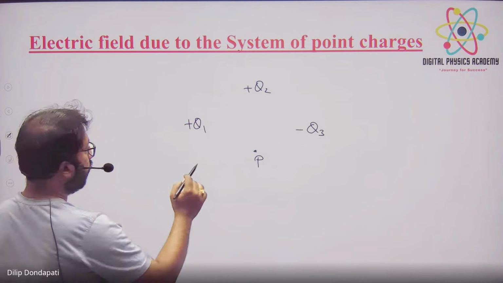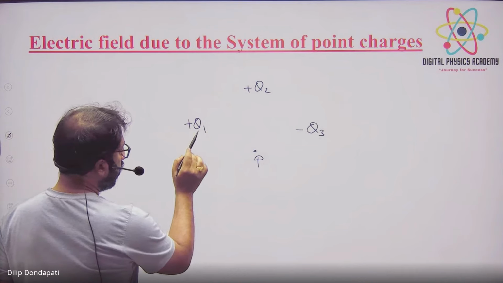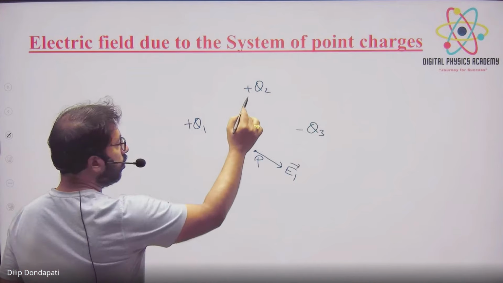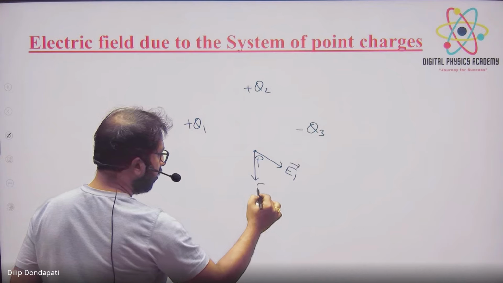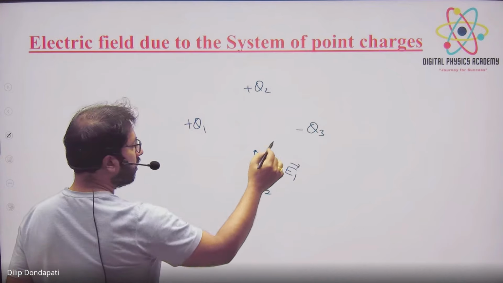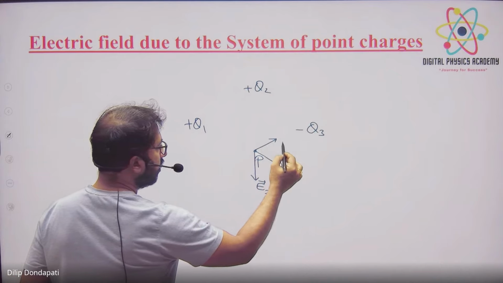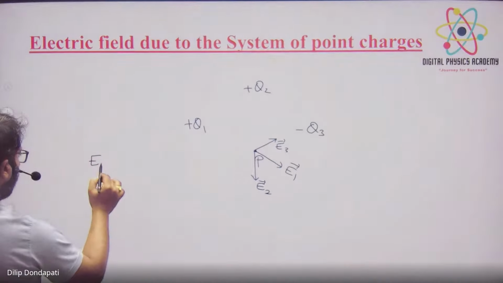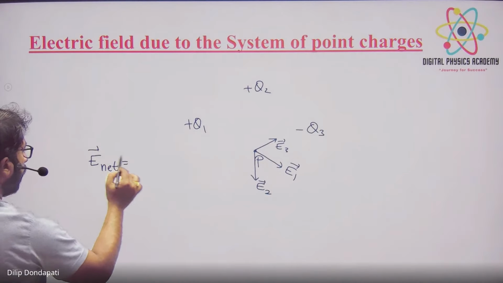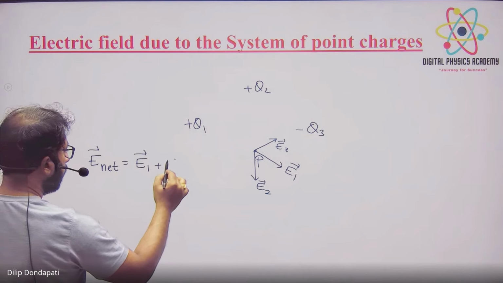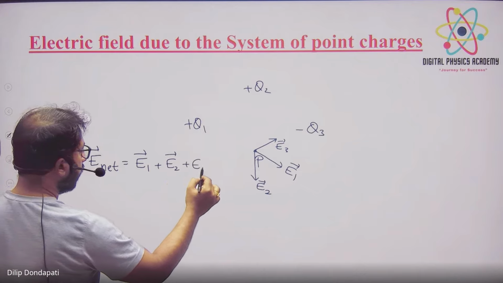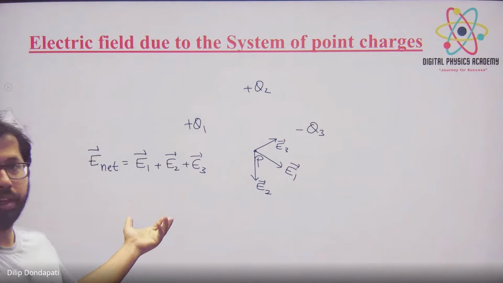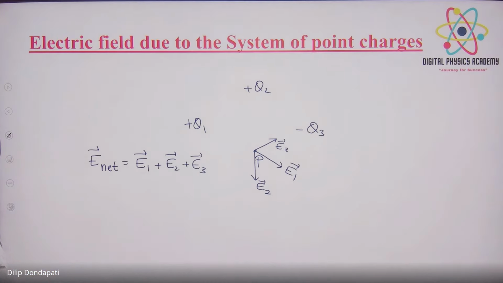Suppose, for example, due to plus q1 the electric field is away, and I can call it E1 vector. Due to plus q2 the electric field is away, E2 vector. And due to minus q3 it is towards, E3 vector. So what is the net electric field at this point? The net electric field is simply the vector sum: E1 vector plus E2 vector plus E3 vector. This is called the principle of superposition. Vectorially we have to add. Again, using the vectors concept, we will use the parallelogram law to solve.